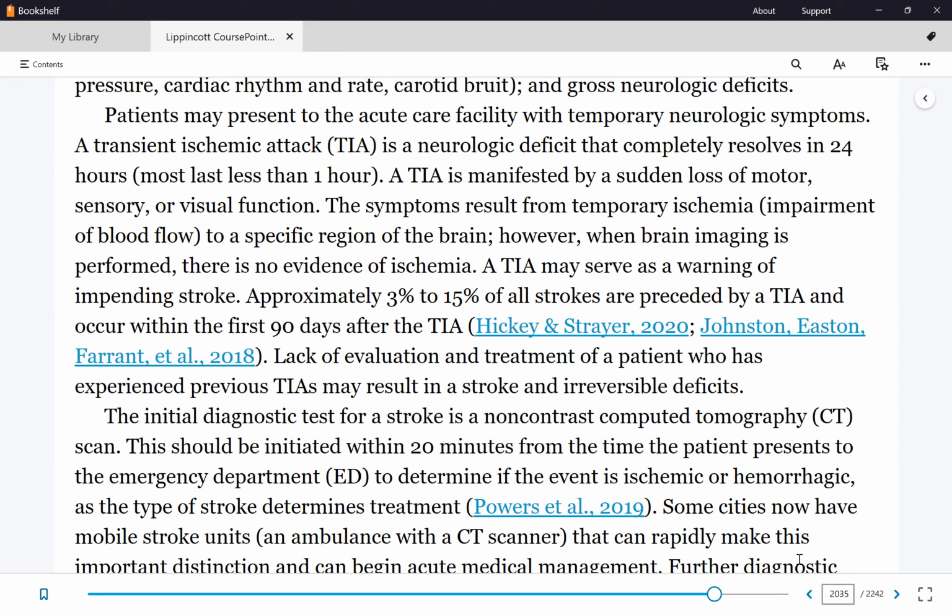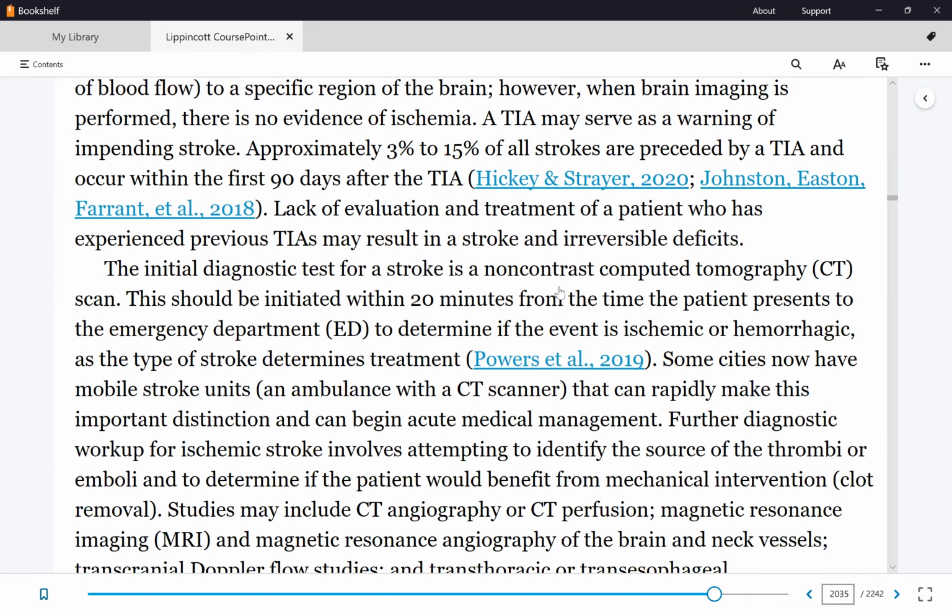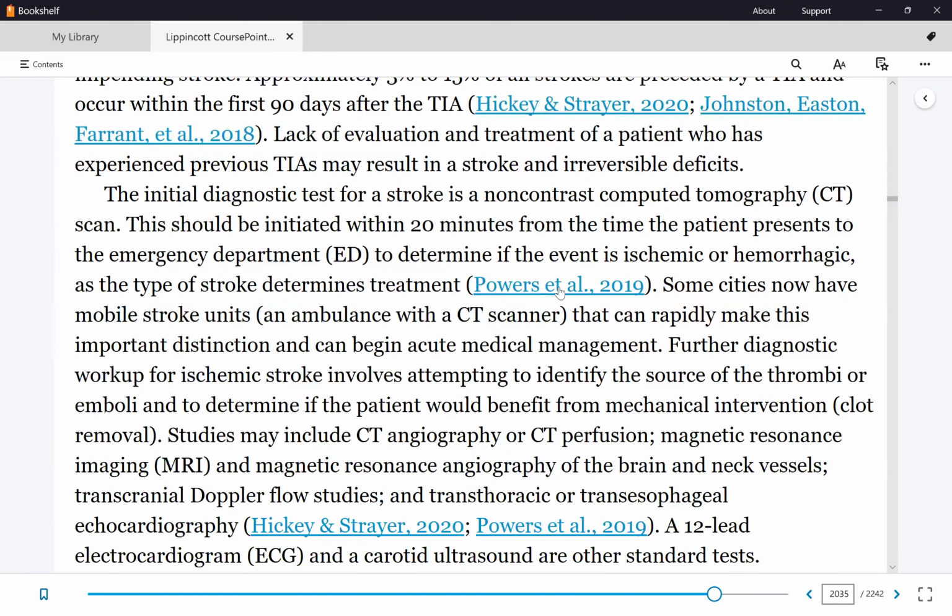So some embolic stroke patients may have a TIA, but a hemorrhagic stroke, will they have a TIA? No, because the blood vessel will just, right? There is no TIA. So only ischemic strokes will have a TIA. Specifically, which ischemic stroke? The thrombotic will have a TIA.